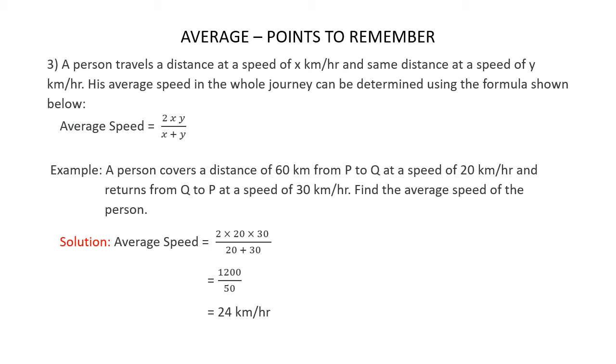2 multiplied by 20 multiplied by 30 is 1200. 20 plus 30 is 50. So 1200 divided by 50 is 24. So the average speed is 24 kilometers per hour.